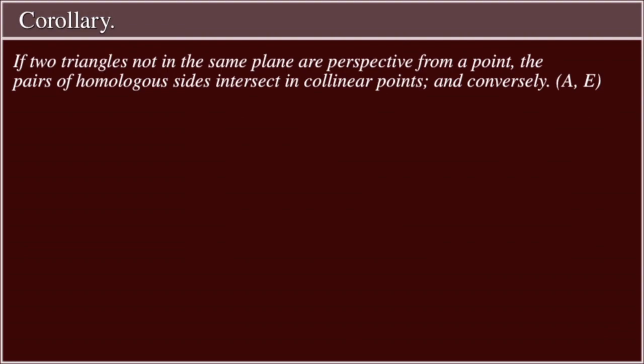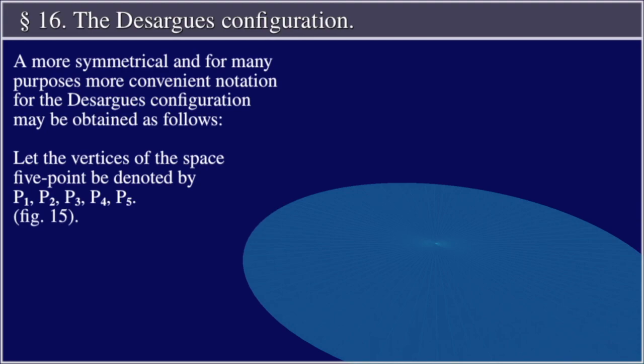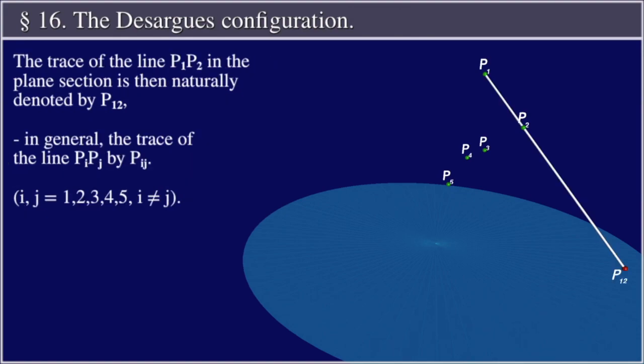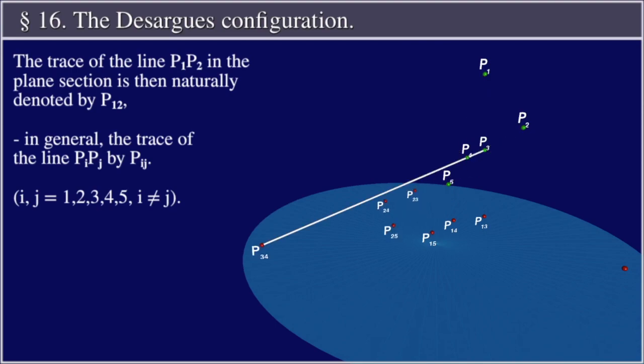Assumptions A and E. A more symmetrical, and for many purposes more convenient notation for the Desargues configuration may be obtained as follows: let the vertices of the space 5-point be denoted by P1, P2, P3, P4, and P5, as in Figure 15. The trace of the line P1, P2 in the plane section is then naturally denoted P12. In general, the trace of the line Pi, Pj is denoted by Pij, for i and j equals 1, 2, 3, 4, 5, when i is not equal to j.